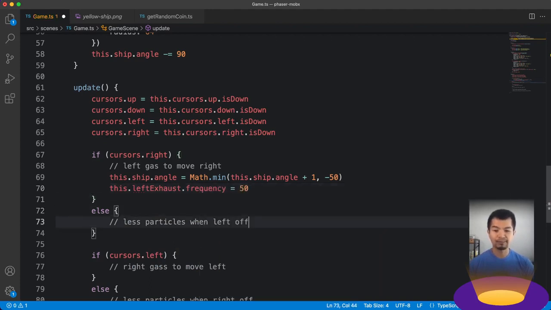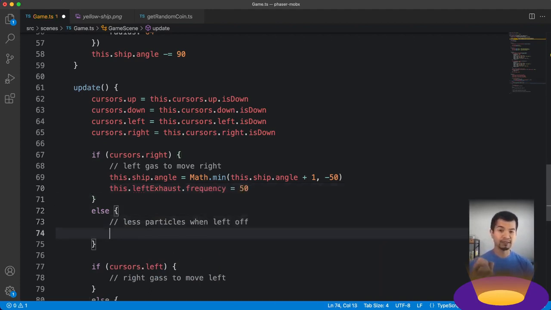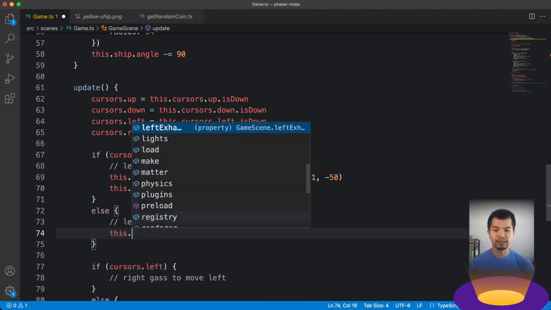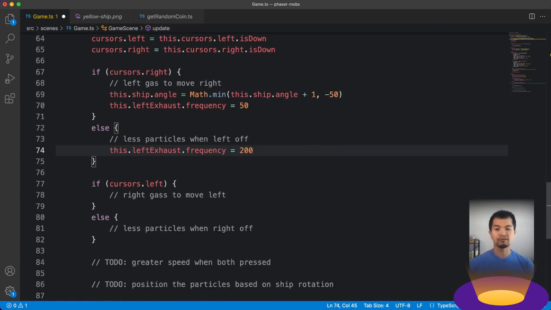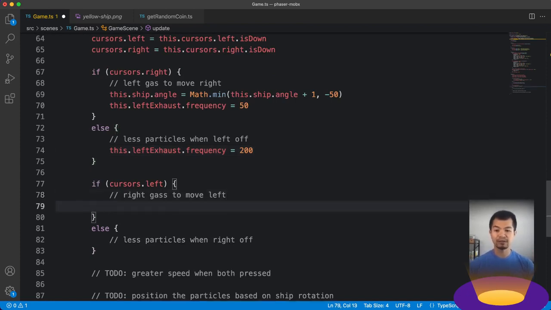And then when we're not moving, which is here, if right is down, else right is not down, we do this.leftExhaust.frequency, let's just say 200. So it's going to be 4 times slower. And so that's this for moving to the right, we turn on the left thrust. So for moving left, it's going to be very similar.